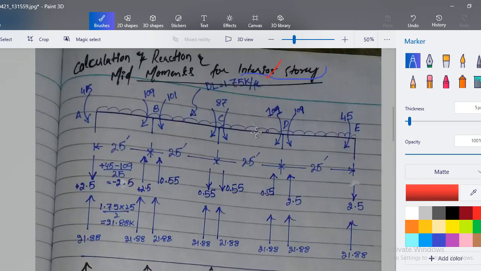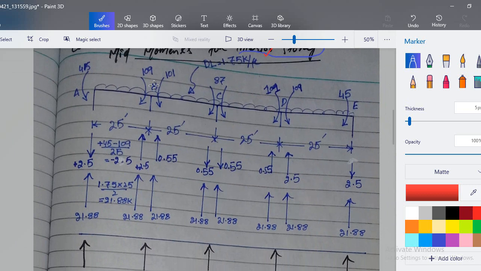Now the dead load is assigned. Clear? These are the same moments which we already calculated for the interior story, and these reactions are due to these support moments. You see this moment is maximum as compared to this one, so this span AB will tend to rotate in the clockwise direction.